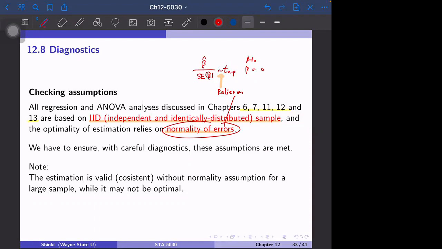And estimation is often valid without normality assumptions for large samples. While it is not optimal, the estimator, for example the beta hat obtained by (X transposed X) inverse X transposed Y, is still consistent and unbiased under mild violations of assumptions. For example, if observations are not IID, beta hat is still somewhat a good estimator.